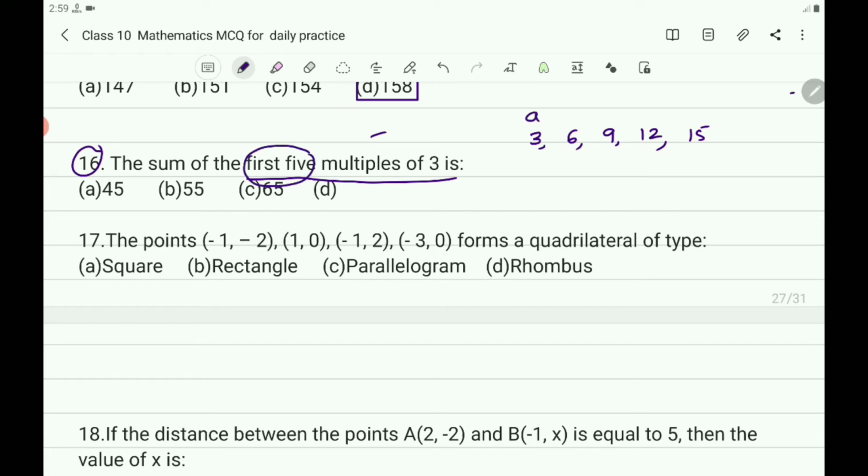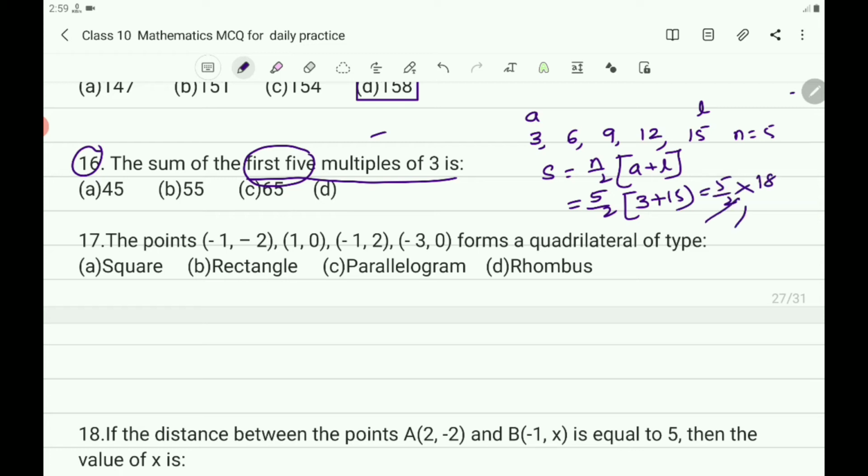So, this is A, this is L, and n equals how much here? 5. Directly you can use the formula S equals n by 2 into A plus L. n is 5 by 2, A is 3 plus L is 15. So, you will get 5 by 2 into 15 plus 3 is 18. 2 1s are 2, 2 9s are 9, 5 9s are 45. So, what is the answer here? A, 45. 45 is the answer.